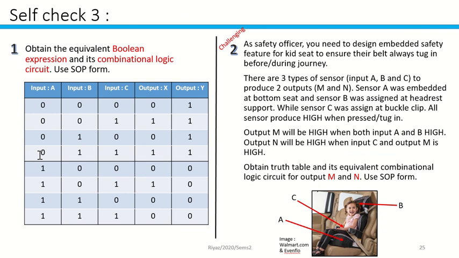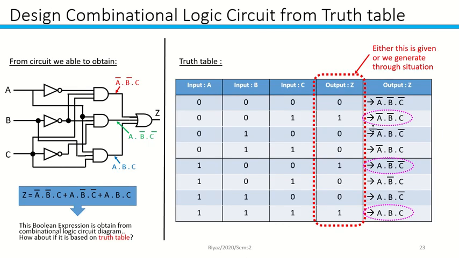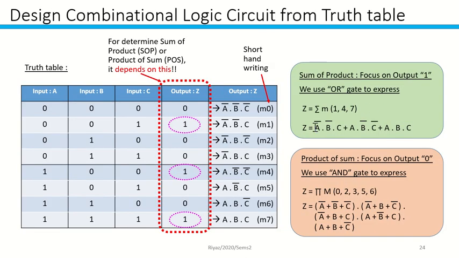So self-check number 3. You are given a truth table. Try to get the Boolean expression and the combinational logic circuit. You have the output X and you have output Y, so you need to go through them one by one. You have 3 inputs for the X and 3 inputs for the Y. Just follow the previous steps and you're going to get the answer, and get the SOP.